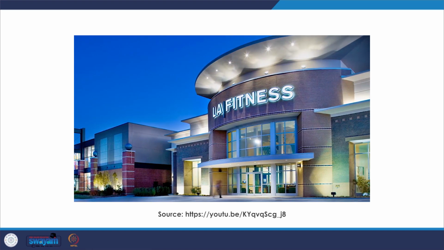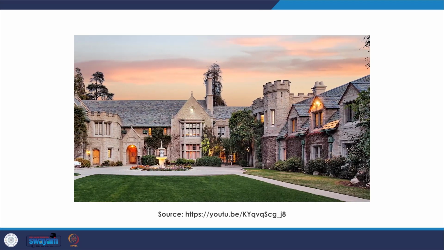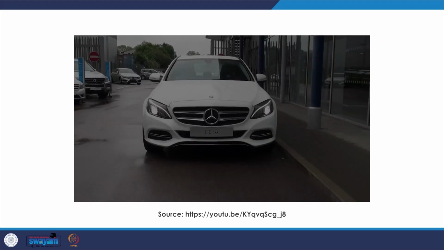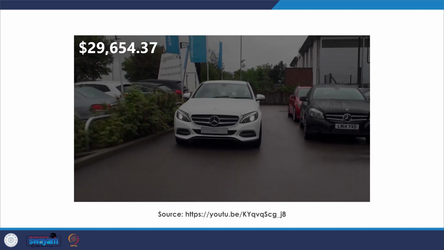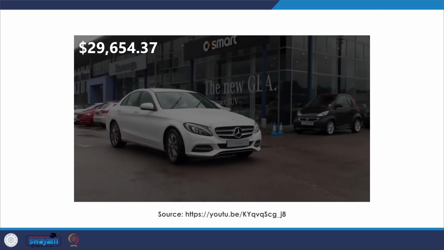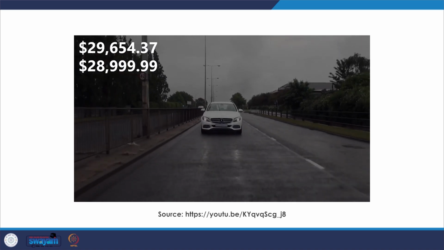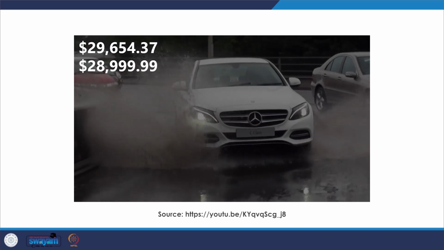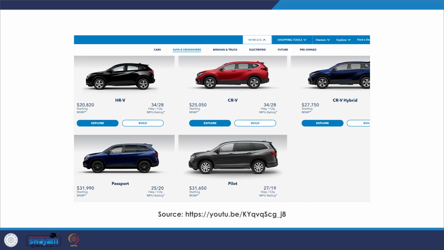Following up, for large prices, it is very effective to offer specific pricing rather than round numbers. For example, it's better to price a car at $29,654.37 rather than just simply $28,999.99. Though you're offering a higher MSRP, the higher price is more likely to lead to a sale. This is because people associate specific numbers with honesty.